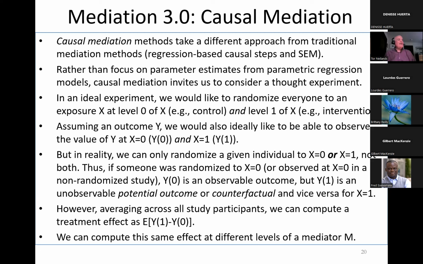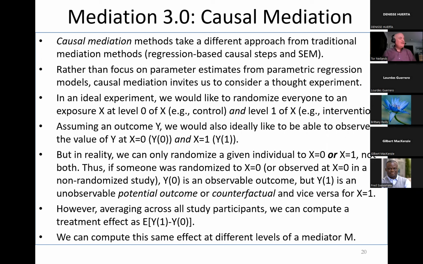Now, in reality, though, if you think about it like a randomized study, for instance, you can only randomize a given individual to either X equals zero or X equals one, but not both. Unless it's like a within subject design or something. But in a typical between subjects RCT, you can only randomize them to one condition. So if someone was randomized to X equals zero or observed at X equals zero in a non-randomized study, Y0 is observable, but Y1 is not. And it is sometimes referred to as a potential outcome or a counterfactual. And then the same thing is true for X equals one as well.